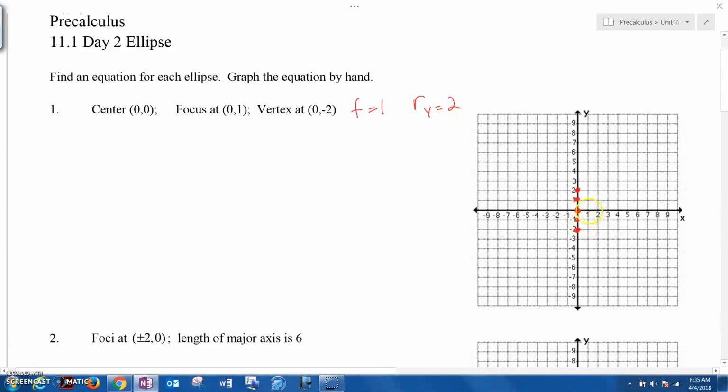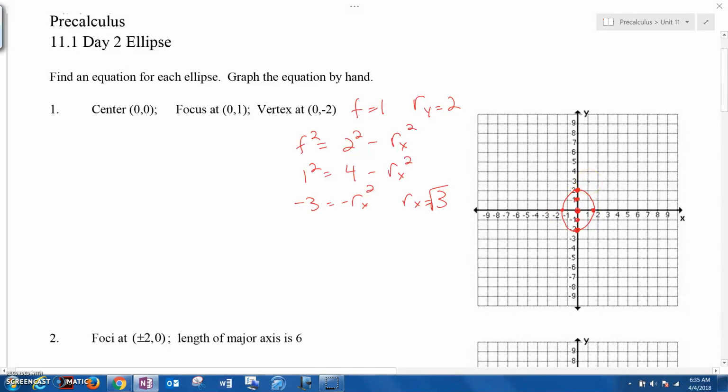So we need to figure out the other co-vertex, as I called it in the last video, where that is. If you remember correctly, f squared equals big R squared minus little r squared, which is going to be our Rx this time. So 1 squared equals 4 minus Rx squared. So we get negative 3 equals negative Rx squared, so Rx squared equals 3. I forgot there's a square with these, so Rx equals square root of 3. That makes more sense. So square root of 3 would be out 1.5-ish. So here's my ellipse.